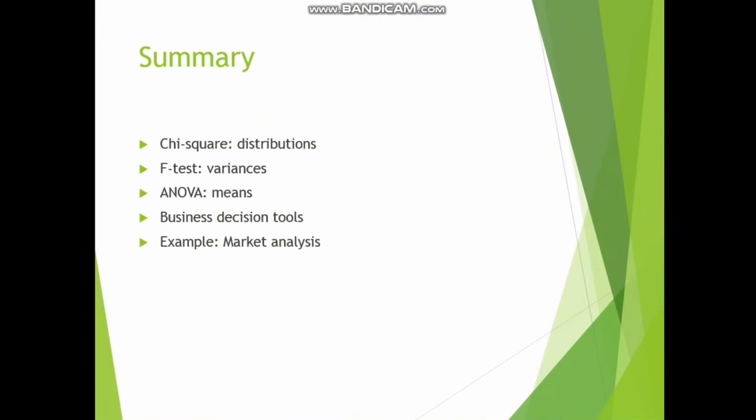To summarize, chi-square tests are used for distributions. F tests are used to compare variances. ANOVA is used to compare several means. All these methods help businesses make better decisions using data.